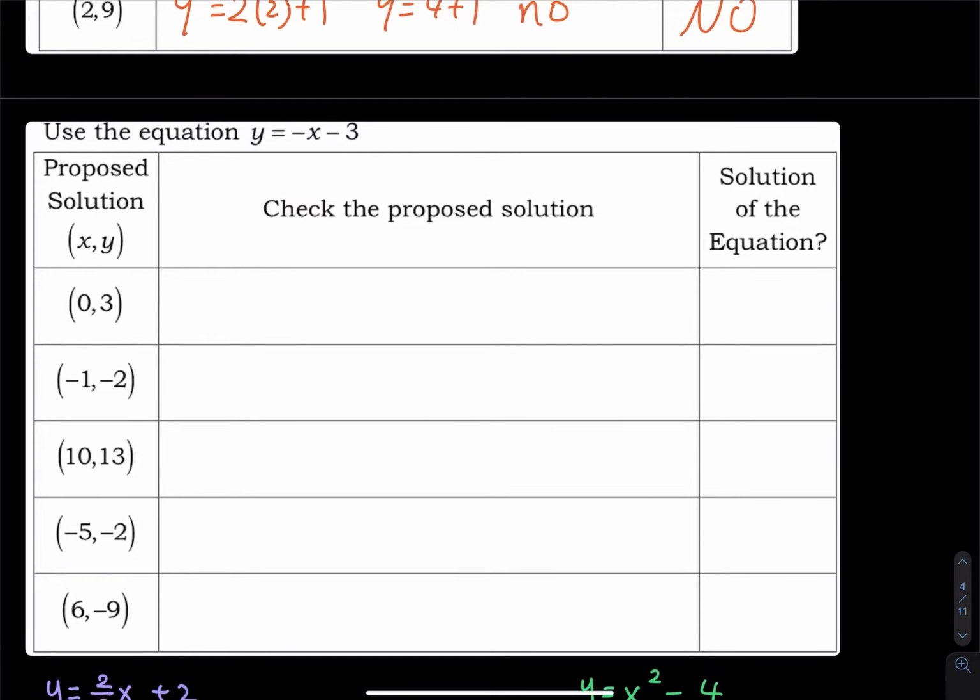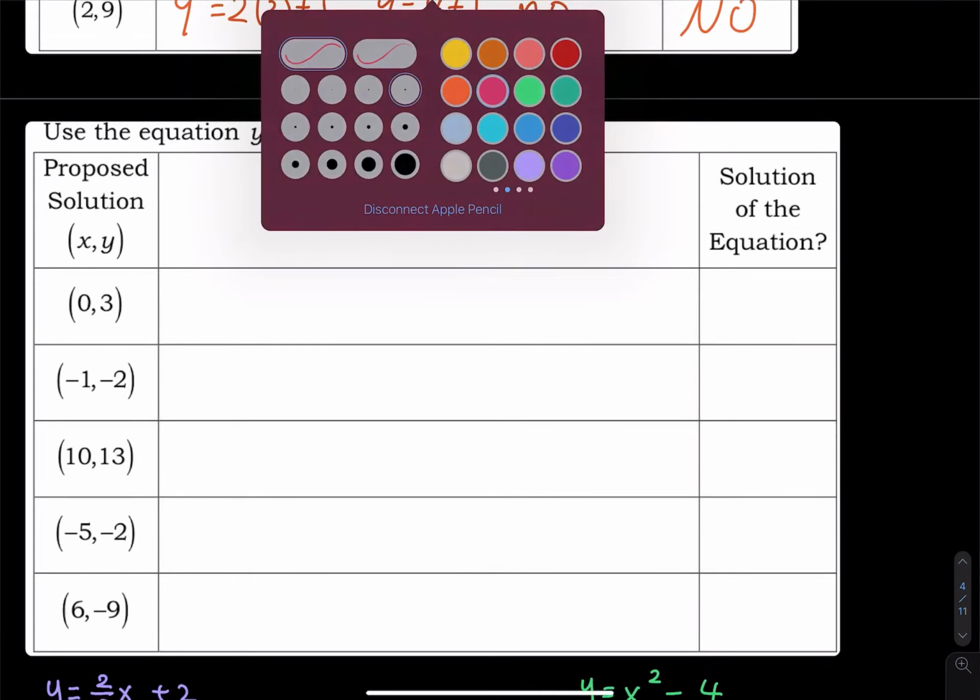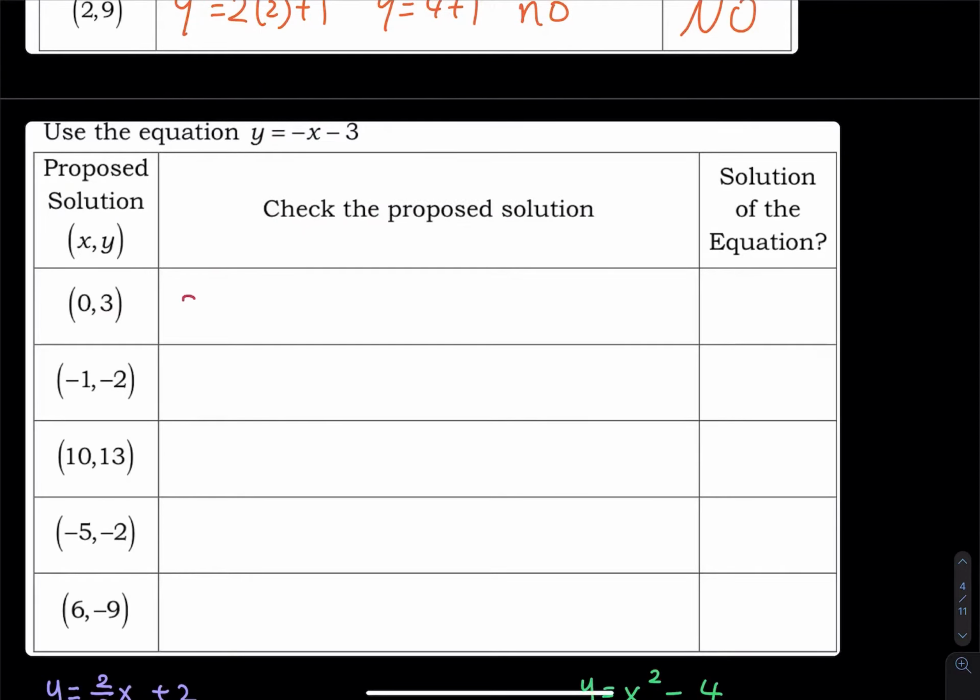So when y is equal to 3, let's switch to another color. We have y equals negative x minus 3, so 3 equals 0 minus 3, so that is not true, so this is not a solution. Y is equal to negative 2, negative 1 minus 3, so we have negative 2 equals 1 minus 3. Yep, that is right, then this is a solution.